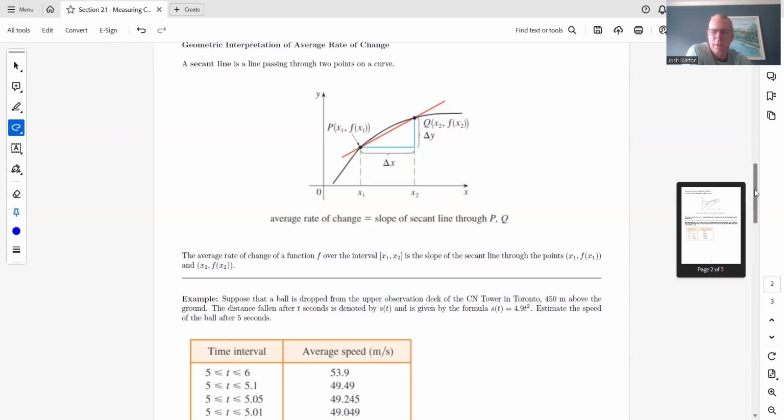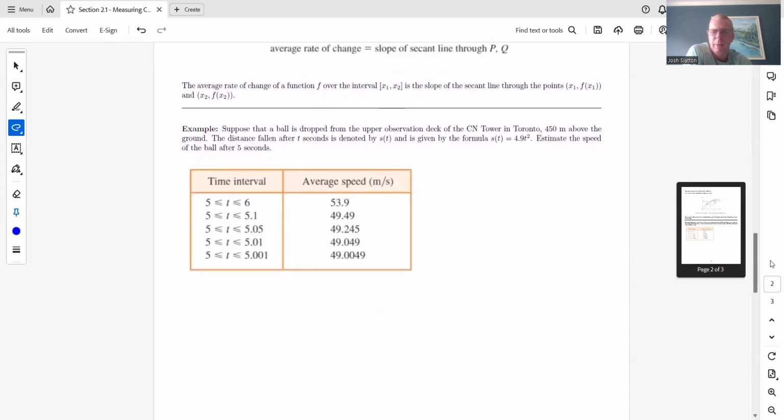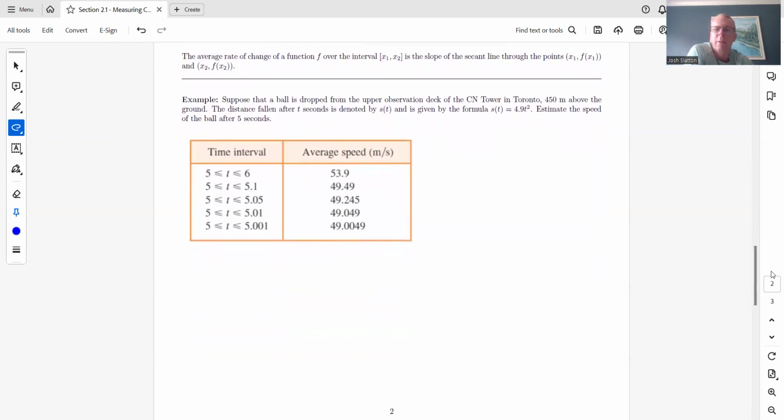So let's look at this example. We'll see where this is going to lead us in the next couple of weeks. We have a ball dropped from an observation deck, 450 meters above the ground. The distance fallen is given by the formula 4.9t squared. Estimate the speed of the ball after 5 seconds. We'll work out the first one, and then you can check the rest if you want. If we look at the average rate of change between 5 and 6, that would of course be S of 6 minus S of 5 over 6 minus 5.